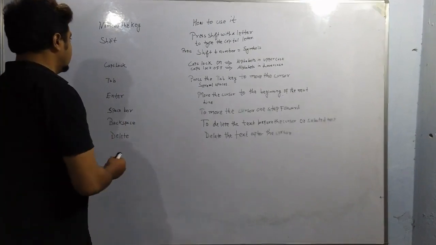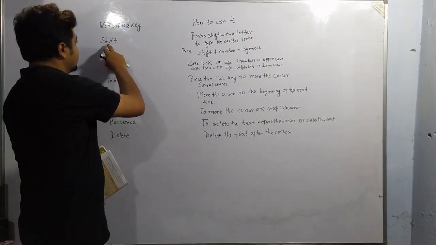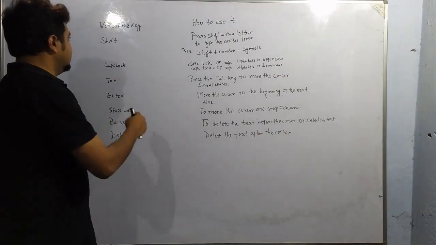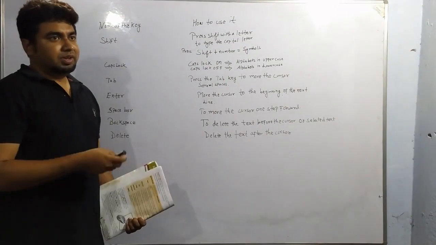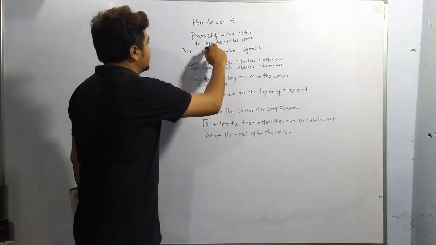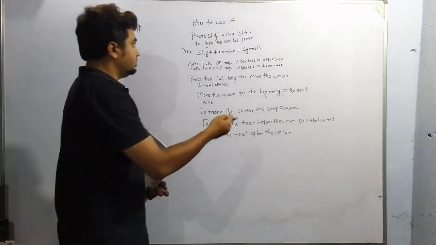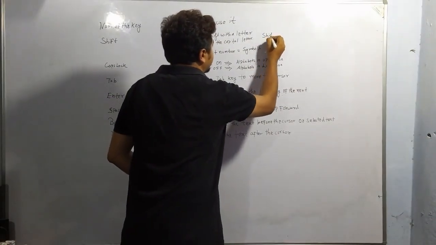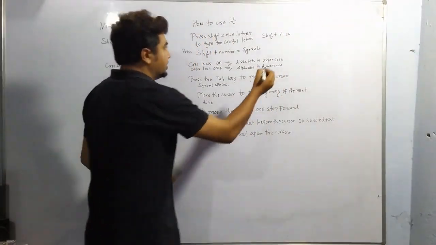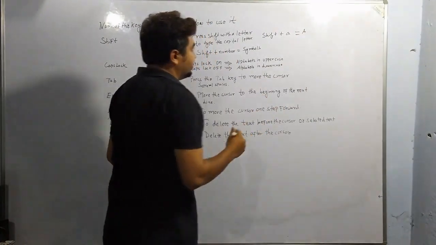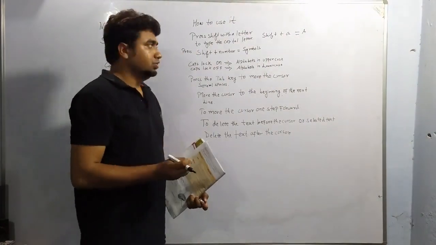Now we have to know how these keys function. First of all, we'll be discussing the shift key. When we press the shift key with a letter, such as A, B, C, D, it converts the letter. For example, if I press shift plus a small letter a, it will be converted into capital A. Or if I press shift plus capital A, it will be converted into small a.